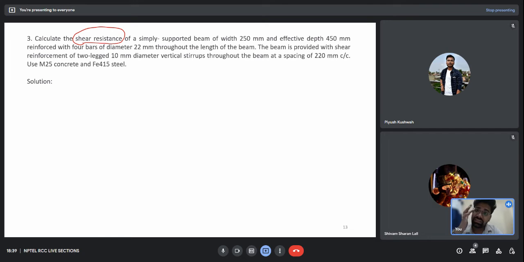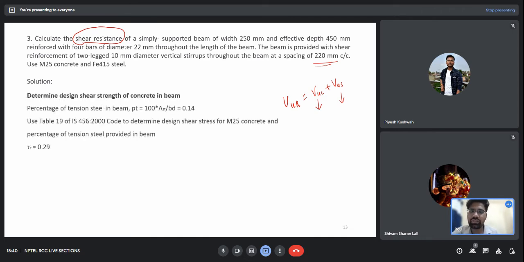So how will I calculate the shear resistance? Shear resistance Vur is nothing but Vuc plus Vus. I have the amount of shear reinforcement, so I can calculate Vus. I know the grade of concrete and the grade of steel, so from this I can calculate Vuc. The summation of both of these values will give me the maximum shear which is resisted by my beam.